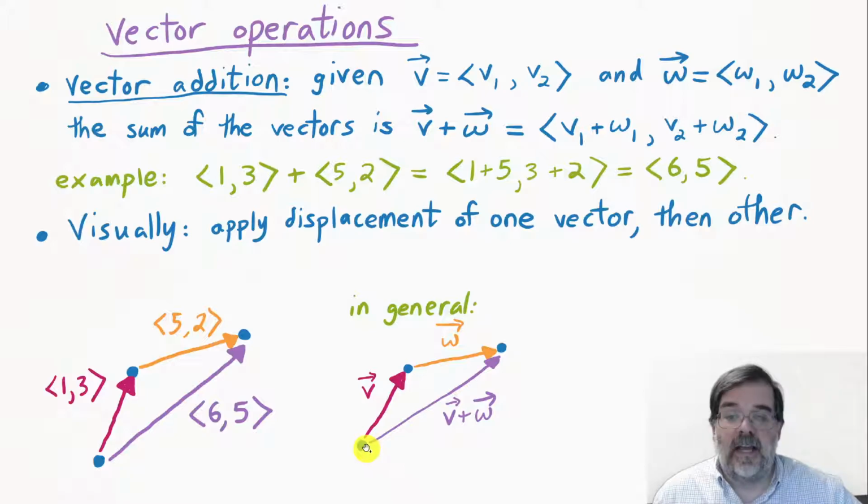Right, so again, in general, if you have a vector v plus a vector w, that's kind of like a two-part displacement. You can add the vectors together to give you a single vector, which does the entire displacement with a single vector. If you have the same starting point, you'll end up at the same point.